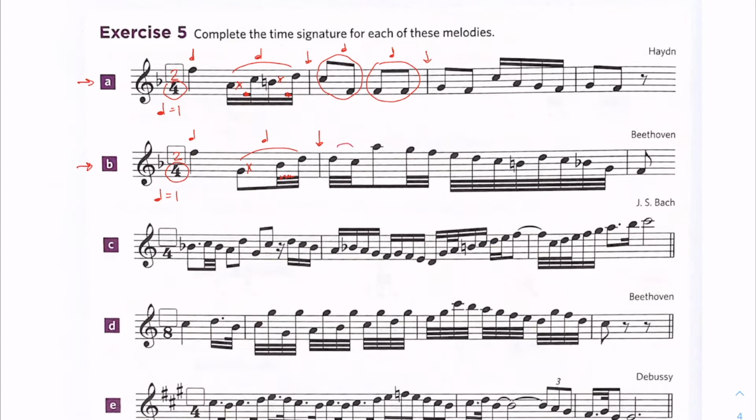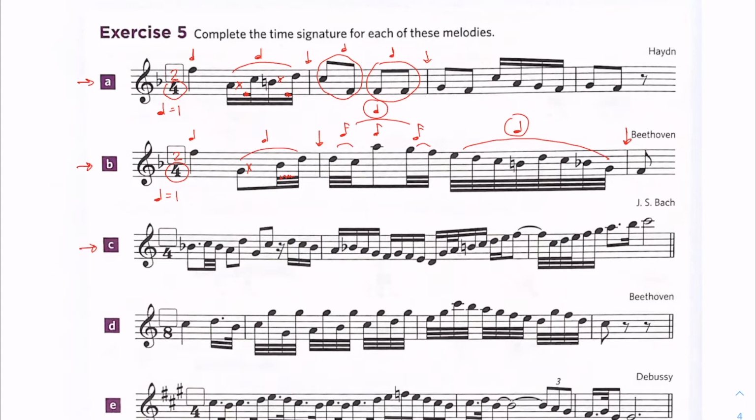So here there are 2 demisemiquavers, which is the same as 1 semiquaver. Then this note is a quaver, and here we have 2 semiquavers again. So all these together make 1 crotchet beat. Then there are 8 demisemiquavers, which also make 1 crotchet beat. Bar line. So there are 2 crotchets in every bar.